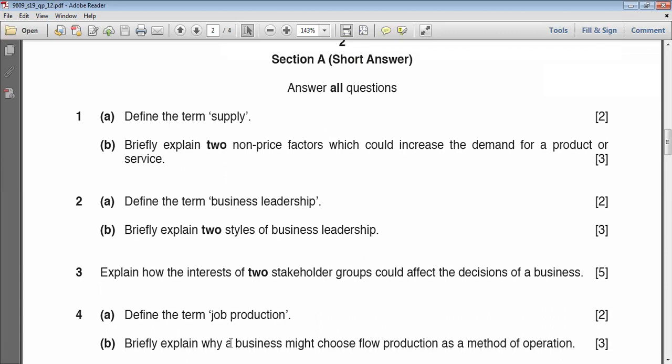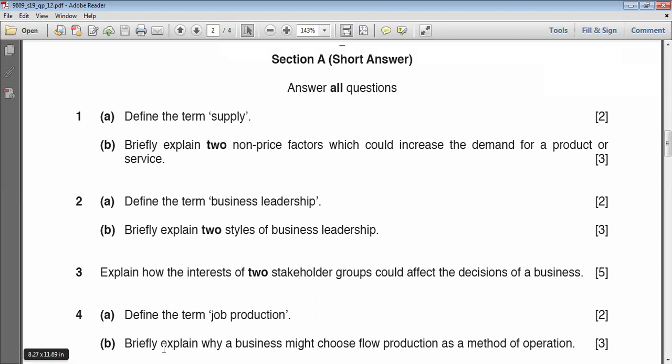And the last one, briefly explain why a business might choose flow production as a method of operation. Same situation also, but this one is more of a reasoning. They are not asking how many styles or factors or types, but they're asking for reasoning. Therefore, you can mention 2 ideas also, even if they don't say it's 2. Generally, they are expecting 2.